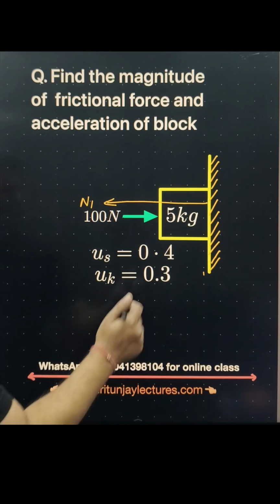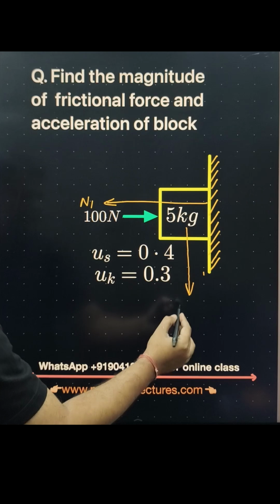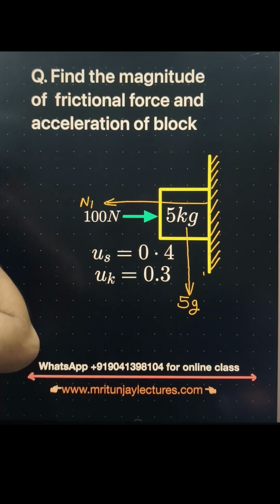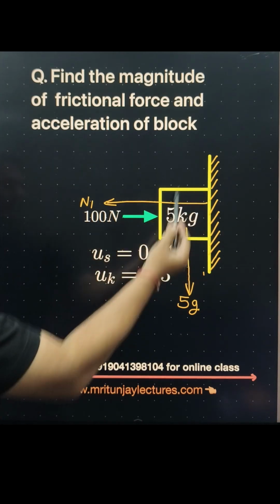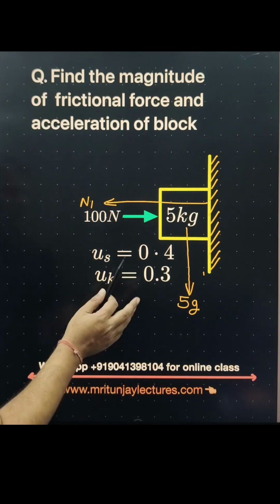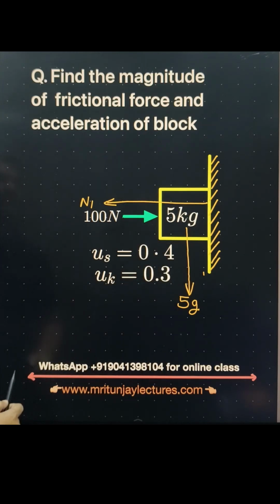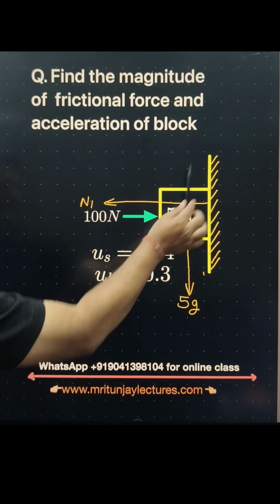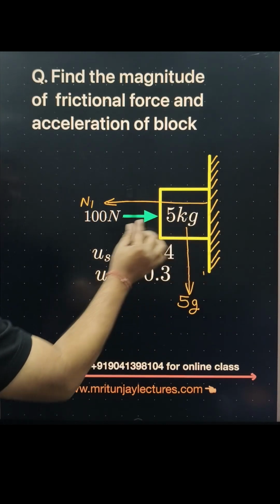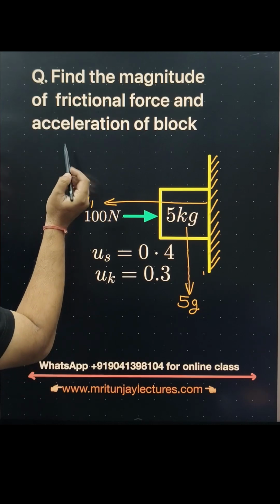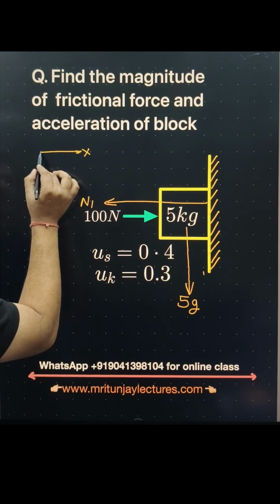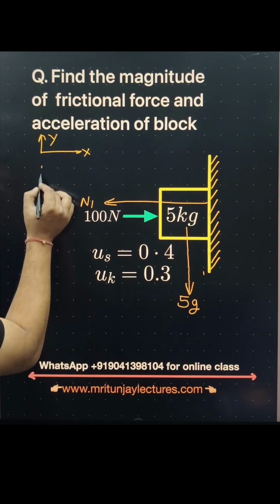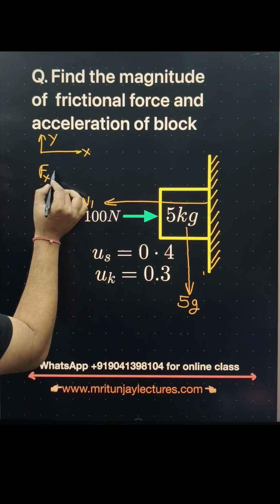Now the indirect contact force, only due to gravity, always works in the downward direction, so 5 into g. And another contact force also works, the frictional force. Which direction? It is decided by the motion going on in this direction. Clear? Here there is a wall, so this block is not going to move in the X direction. The possibility of motion is in which direction? Y direction.